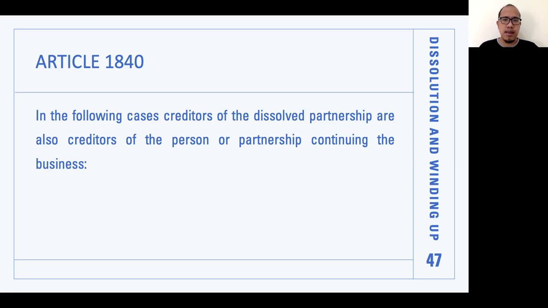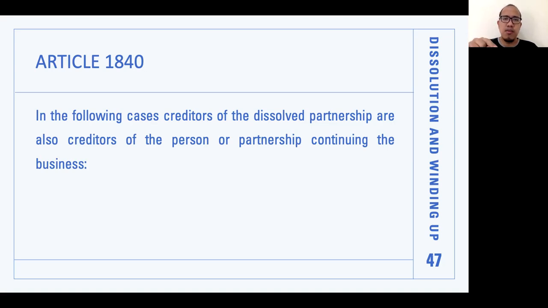So ito yung introductory statement niya. Ang sabi ng Article 1840, in the following cases, creditors of the dissolved partnership are also creditors of the person or the partnership continuing the business. So yung Article 1840 na medyo merong mahabang enumeration, ang tinutukoy na situation dito ay kung saan yung na-dissolve na partnership ay merong mga creditors at itong na-dissolve na partnership ay tinuloy maaari nung isang naiwan na partner. Kung sakaling yung original na partnership, dalawa sila, umalis yung isa, so naiwan yung isa, tinuloy niya yung business. Or, kunyaring 5 sila, nag-withdraw yung isa, itong 4, syempre they can still constitute a partnership, tinuloy nila yung business.